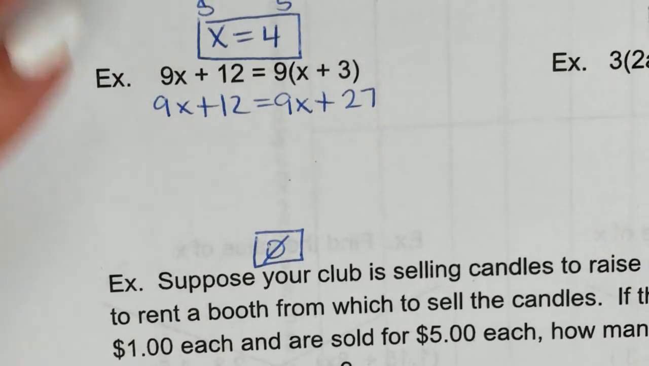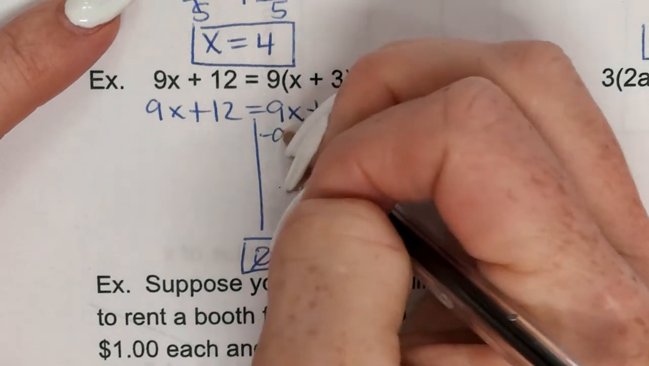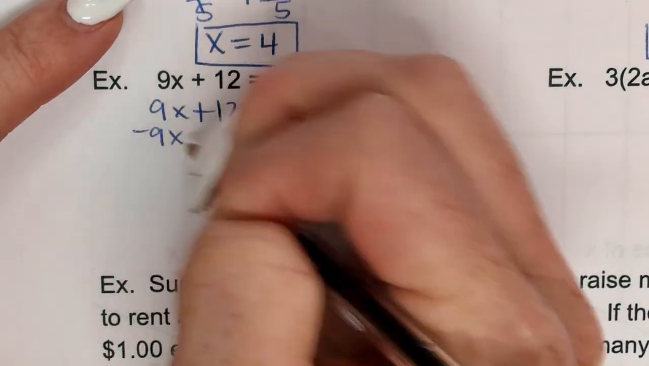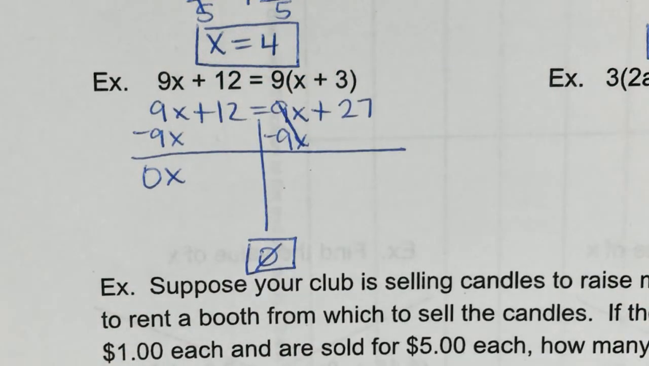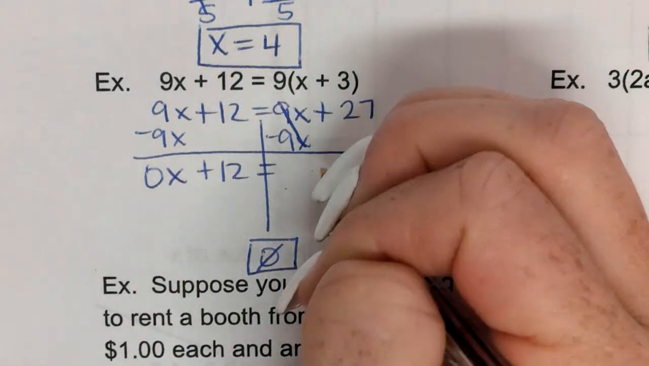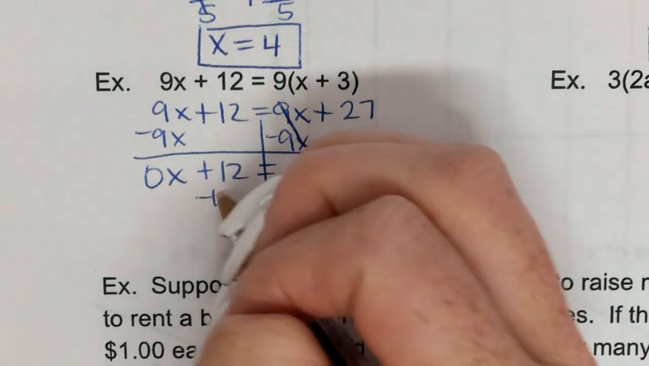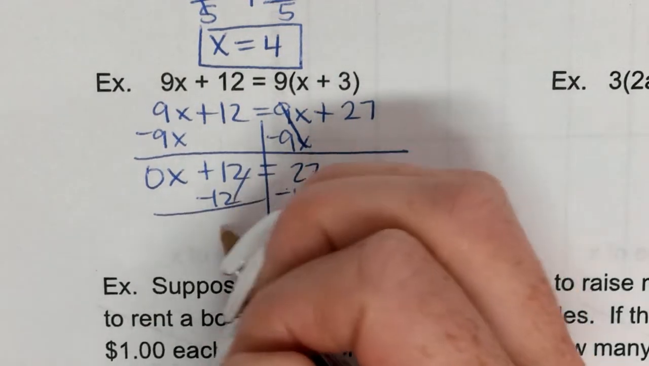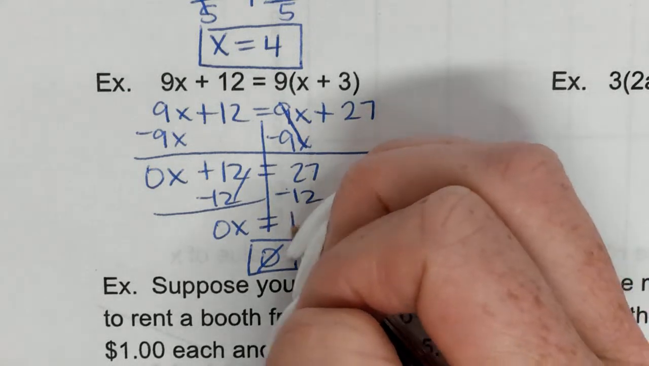But I'm going to go show my work. All right, here we go. Subtract 9x. I got 0x. So I know my answer is either all real numbers or no solution because I got 0x. Yes? All right, plus 12 equals 27. Minus 12. So I have 0x equals 15.